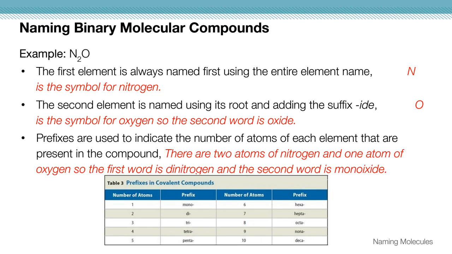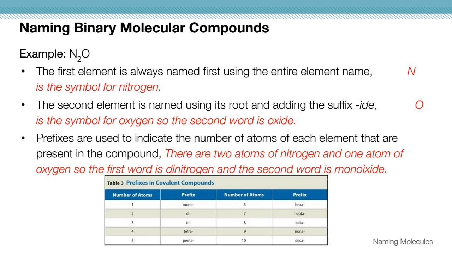Okay, we're almost there. Naming binary, remember that means 2 different types of atoms, molecular compounds. This is much easier. Remember, molecular are covalent bond things, so these are going to be a bunch of nonmetals. You name them based on the 2 different atom types, just like we did with the ionic, but you're going to use these prefixes. Instead of worrying about charges, you're going to have clues in the word or in the formula that tell you how many of each there are.